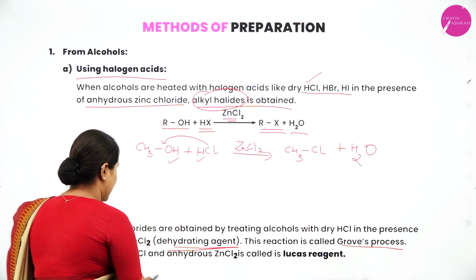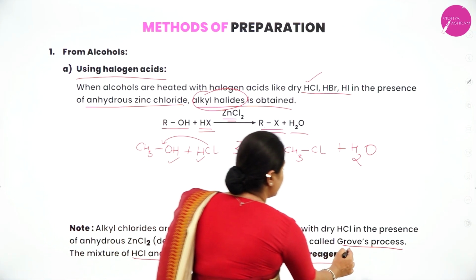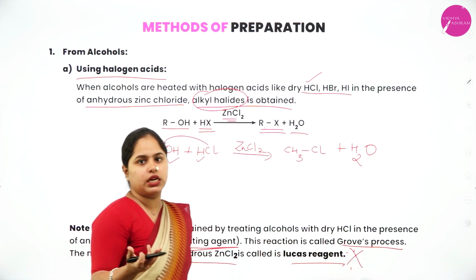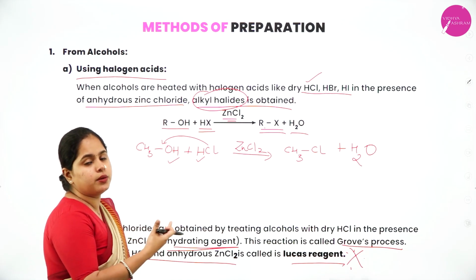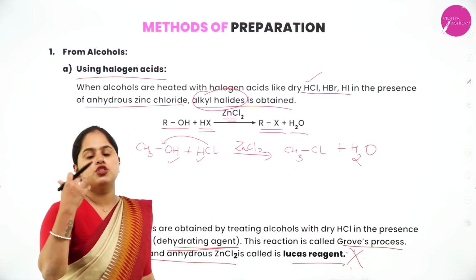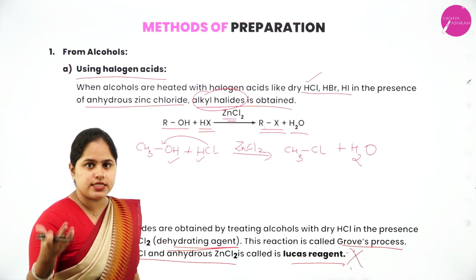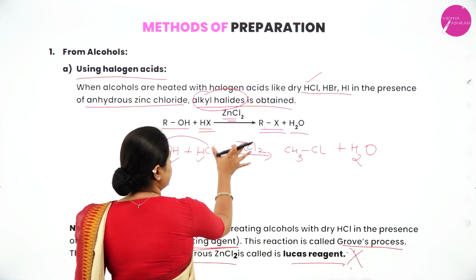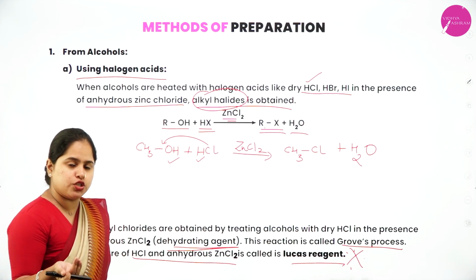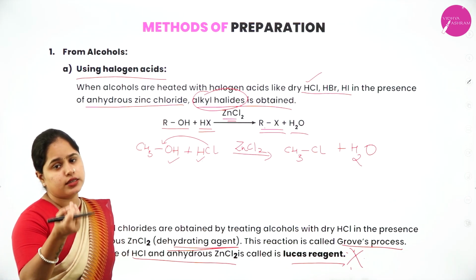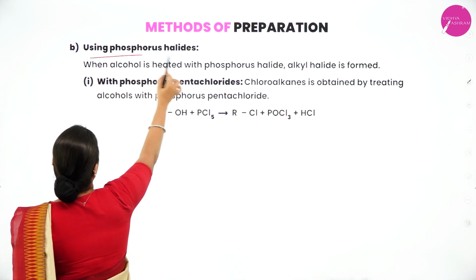The mixture of HCl and anhydrous zinc chloride is called Lucas reagent. This is very, very important. The question can be, what is Lucas reagent, or which reagent is used in preparation of haloalkanes from alcohols. You need to know that the mixture of halogen acid, HCl, and anhydrous zinc chloride is called Lucas reagent. Why zinc chloride is used is also important: because it is a dehydrating agent. Clear?